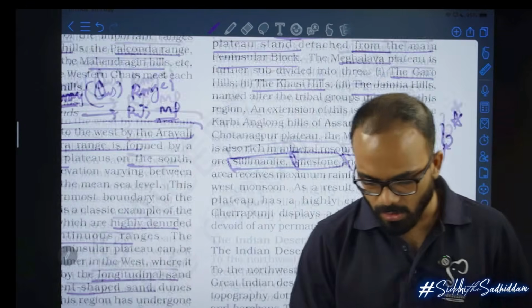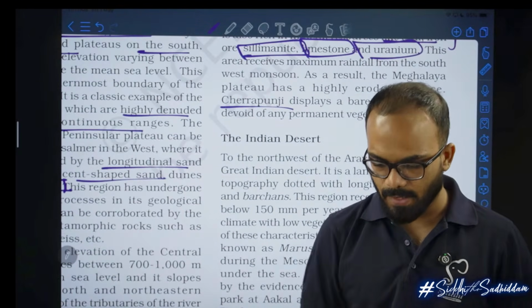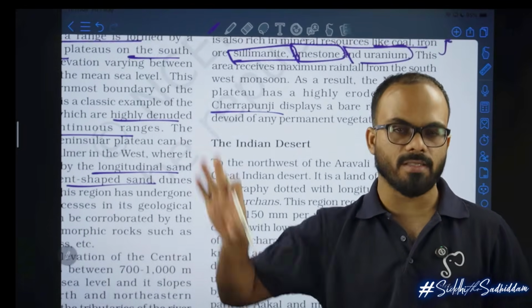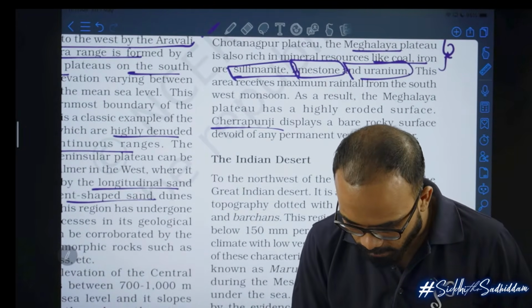And Meghalaya Plateau, you have Cherrapunji. Of course, this has been now modified. The place has been modified and revised. But yes, this is about Meghalaya. This line is this part.